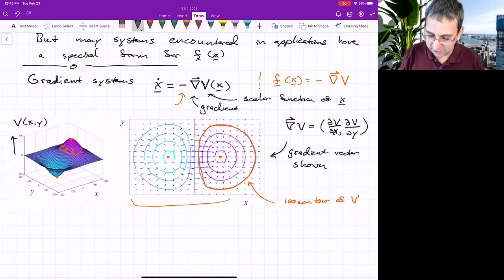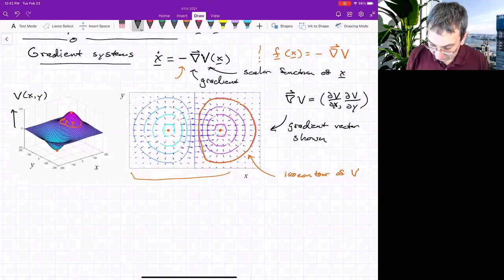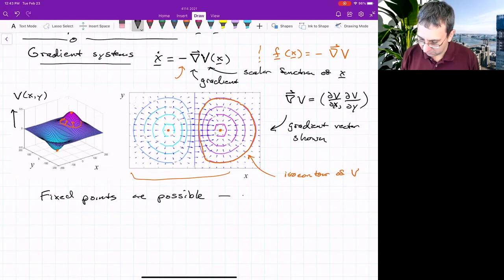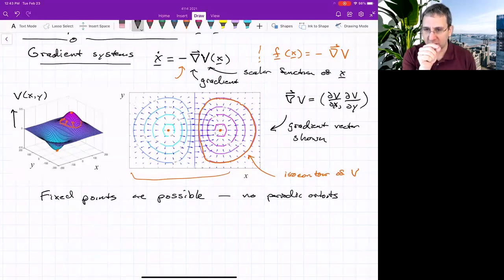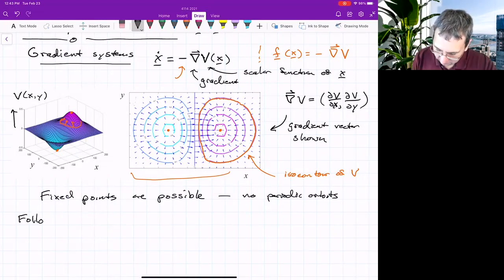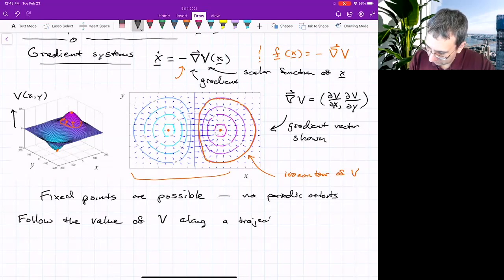So if you have a gradient system, you can have fixed points. So fixed points are possible, but no periodic orbits. And this is because if you were to calculate how the value of v is changing along a trajectory, it's always going to be decreasing. So let's just follow the value of v along a trajectory. What would that be? So we mean v following x as a function of time.